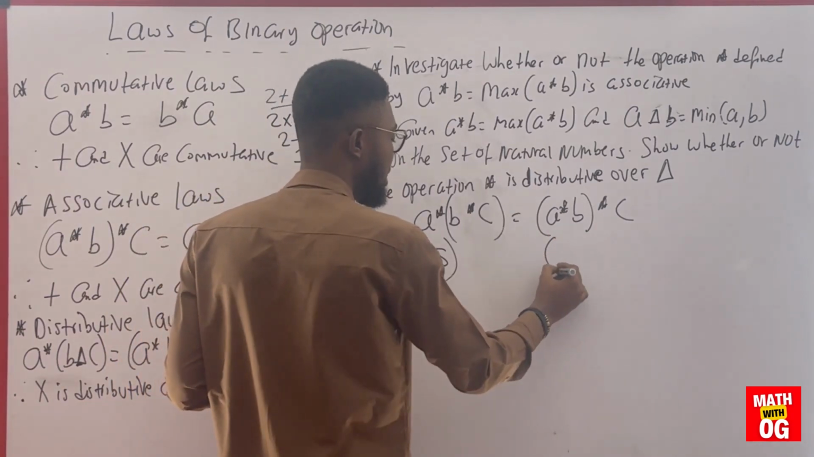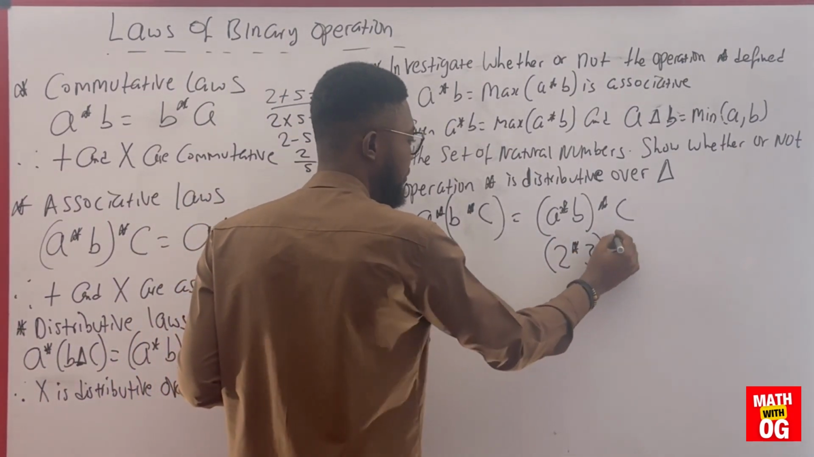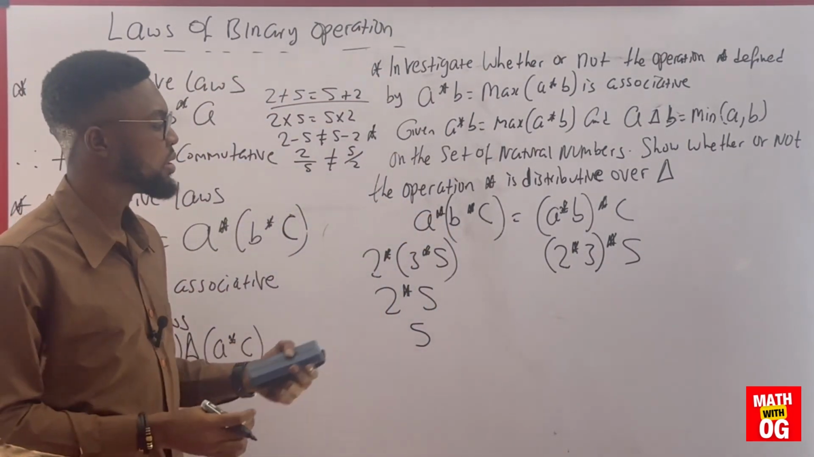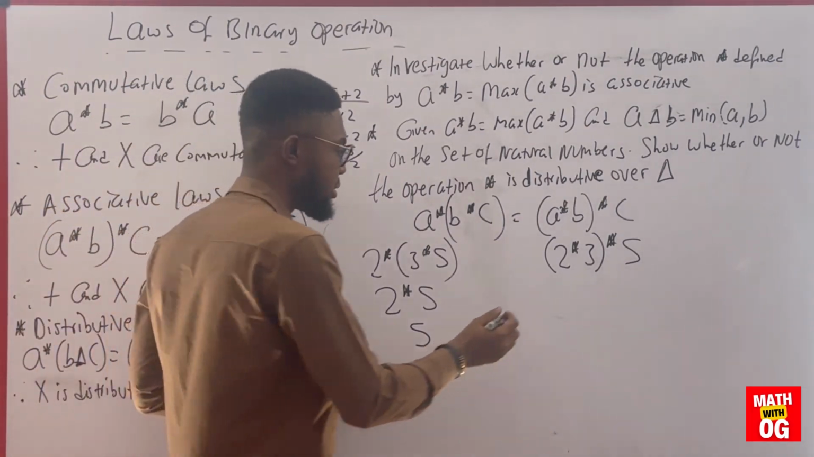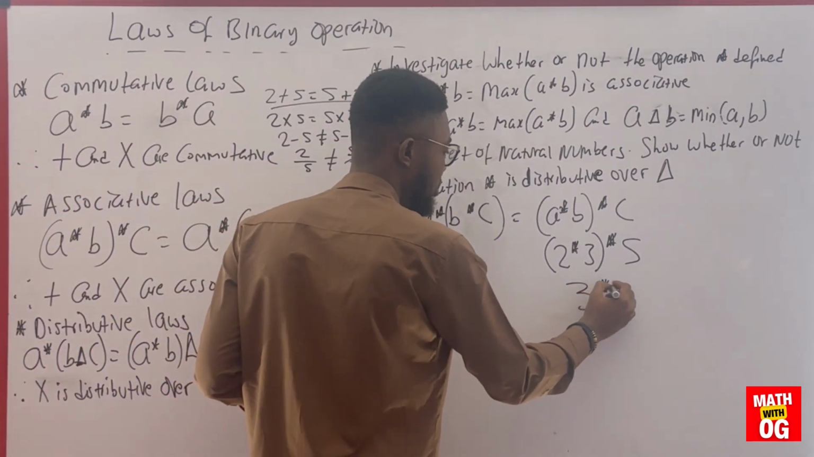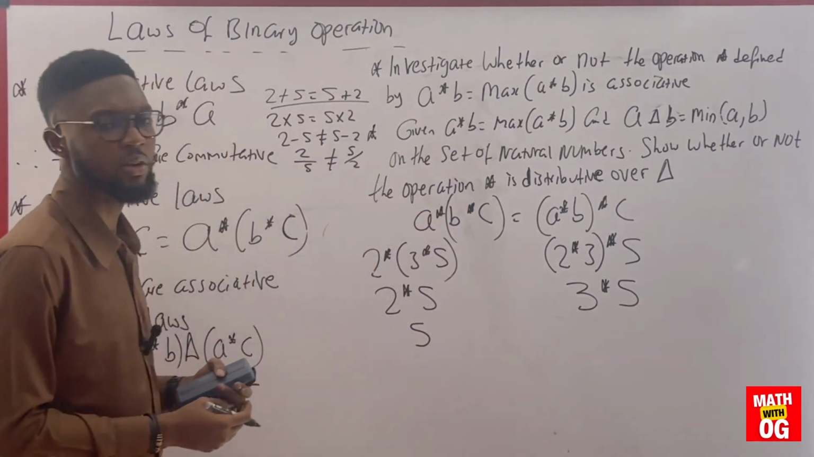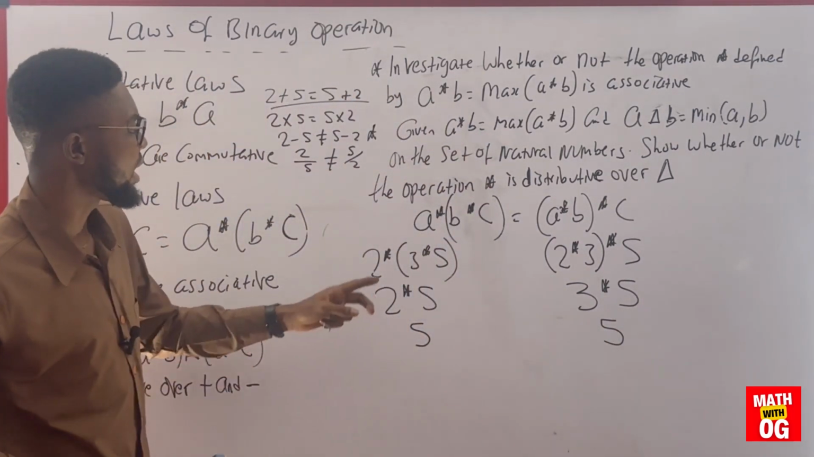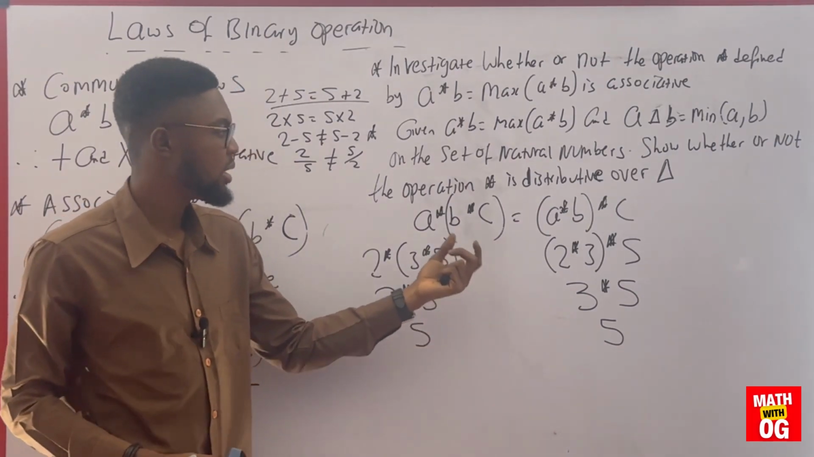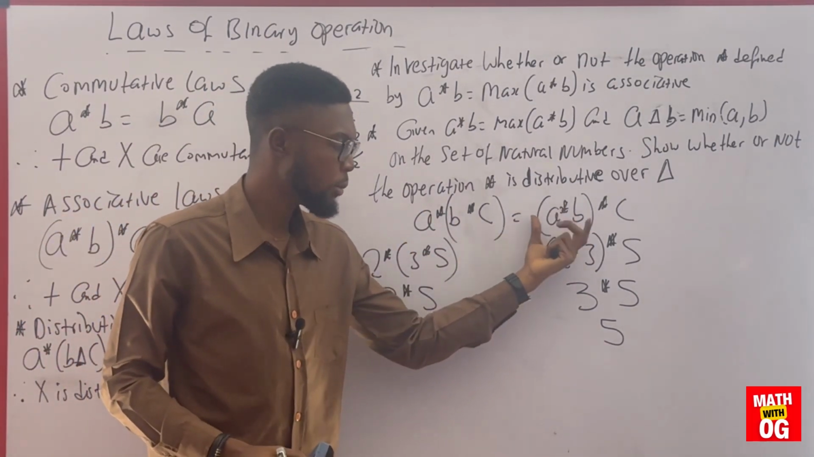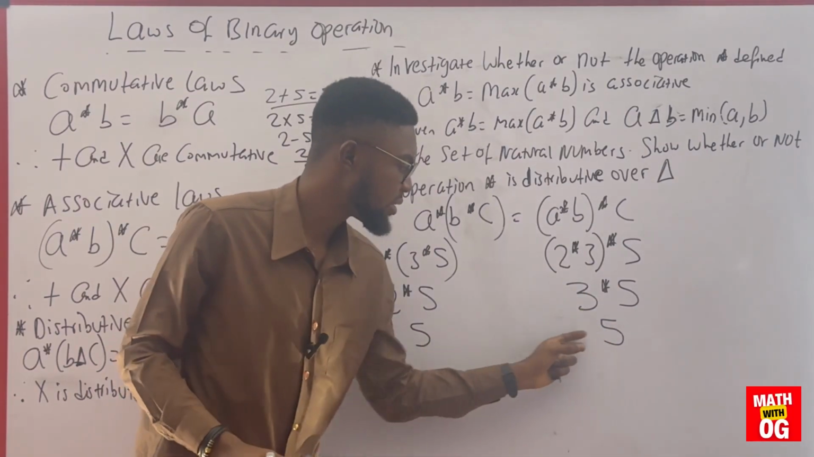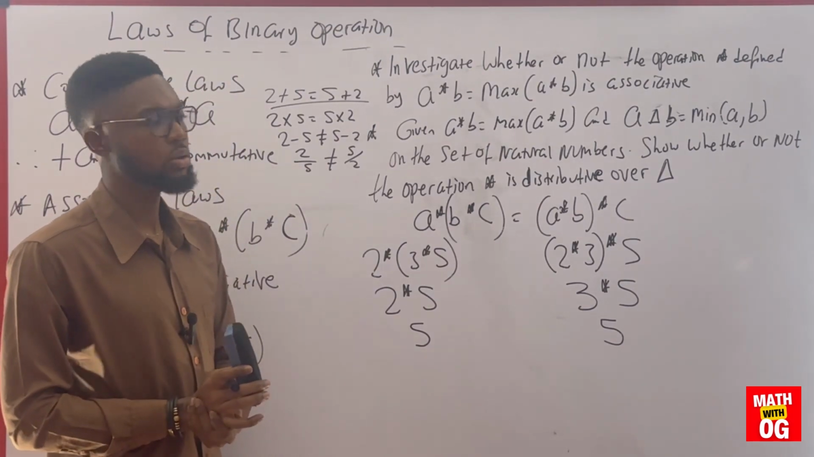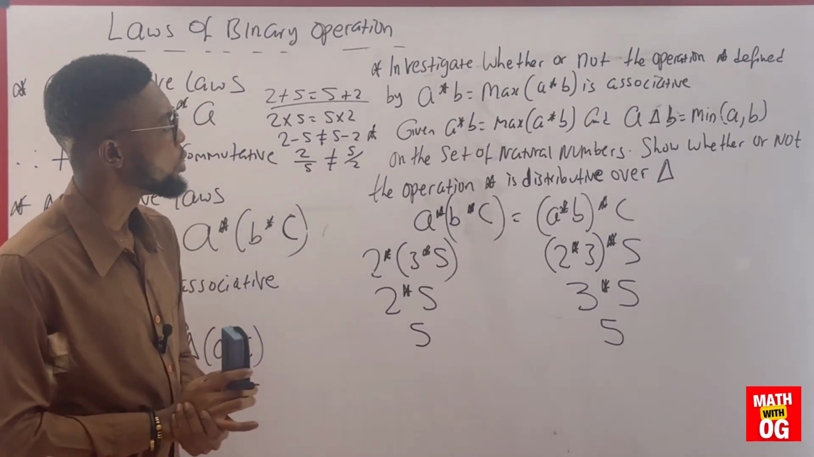So we can do the same thing here. A is 2, B is 3, and C is 5. Now in this case, we have to take 2 and 3 first. So what is the maximum value of 2 and 3? The answer is 3. So we have 3 here operating on 5. Now what is the maximum value of 3 and 5? The answer is 5. So the answer here is also 5. So you can see that A operating on (B operation C) is the same thing as (A operation B) operating on C. So since they are the same, I can see that this operation here is associative. So that's how you check if an operation is associative or not.